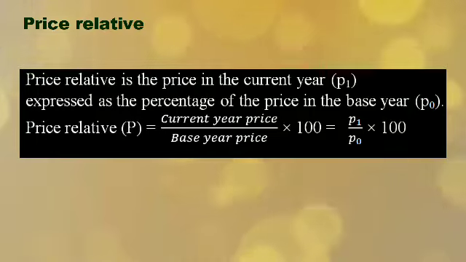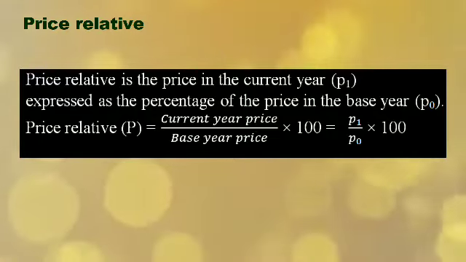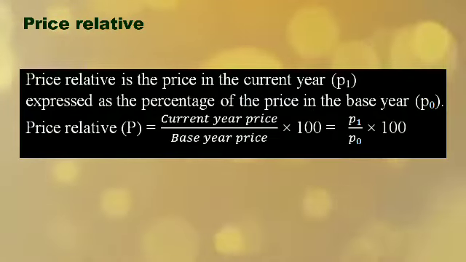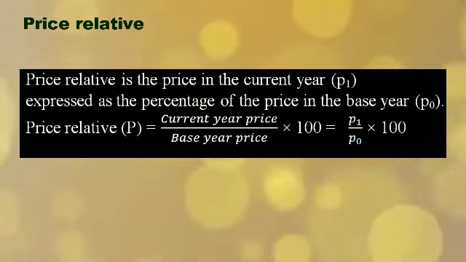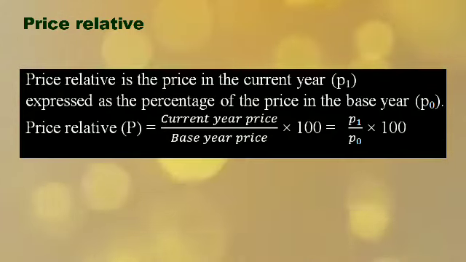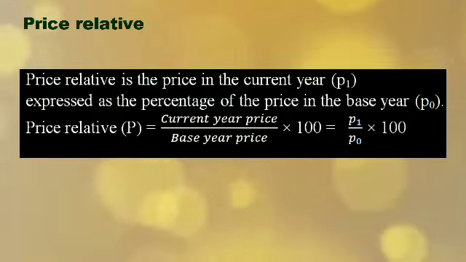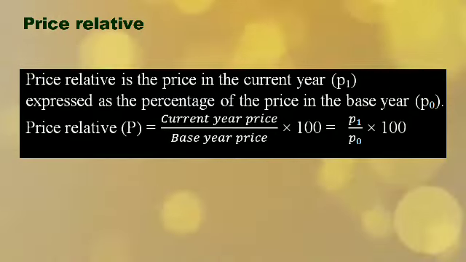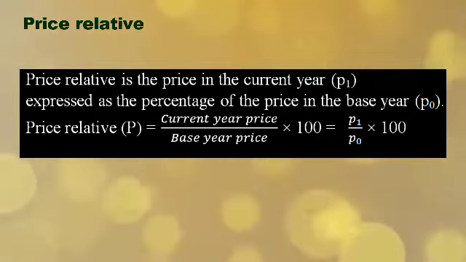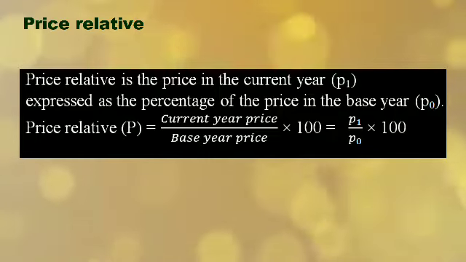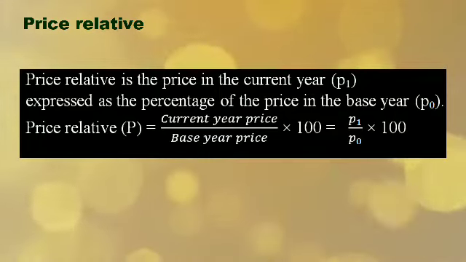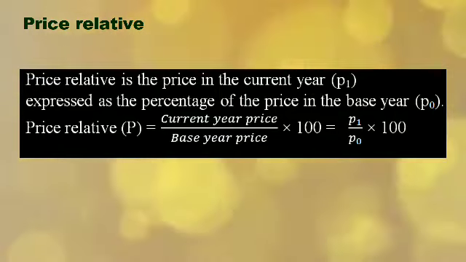On the right hand side, the formula continues: current year price divided by base year price, which is multiplied by 100. Now all the index numbers are found in percentages. That is the reason why all the index number formulas are multiplied by 100. In the numerator, current year price is considered and in the denominator, base year price. So it is the ratio of current year price to the base year price.